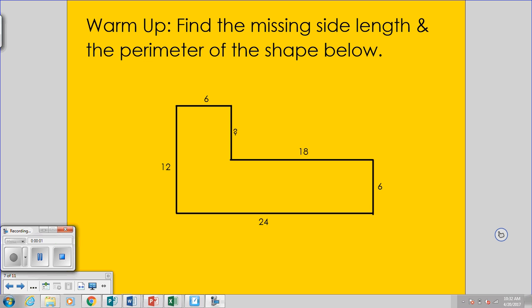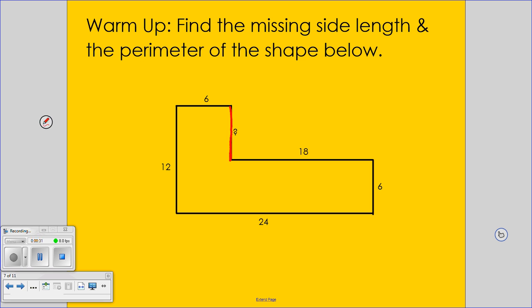Alright, we know the very first step to finding a missing side length. We gotta find what? What do we need to find first before we can even get started? Before I can even, I gotta find what? Yeah, I gotta find where in the world is the question mark. I gotta find that first.